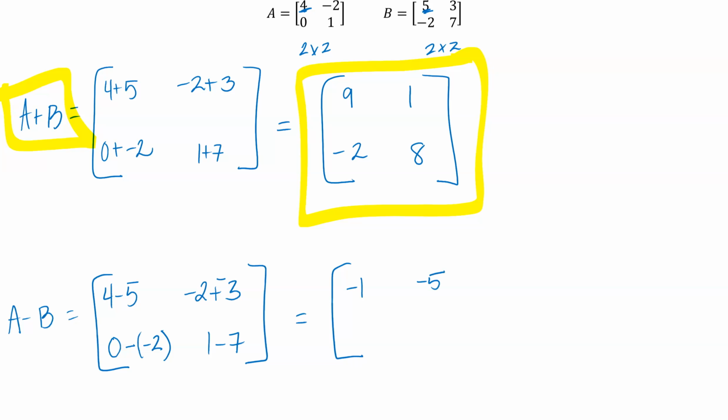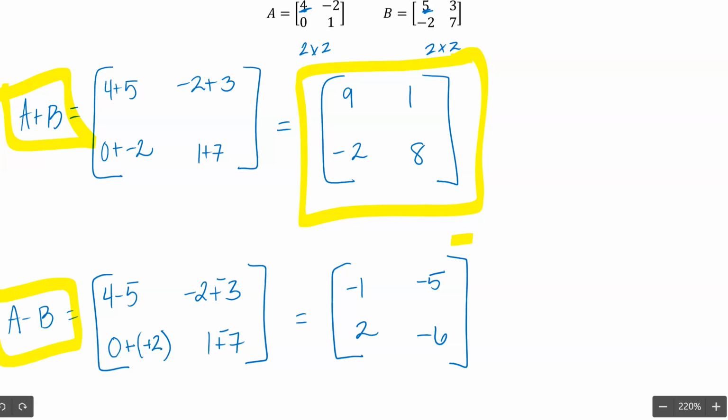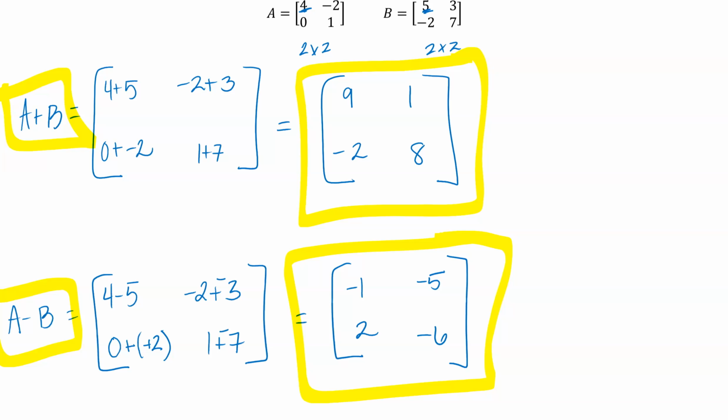0 minus negative 2, so we're subtracting a negative. Really, we're adding a positive, so we get positive 2. And 1 minus 7, add negative 7, and we get negative 6. So our final answer for A minus B is this matrix right here. And that's all you need to know about adding and subtracting matrices.